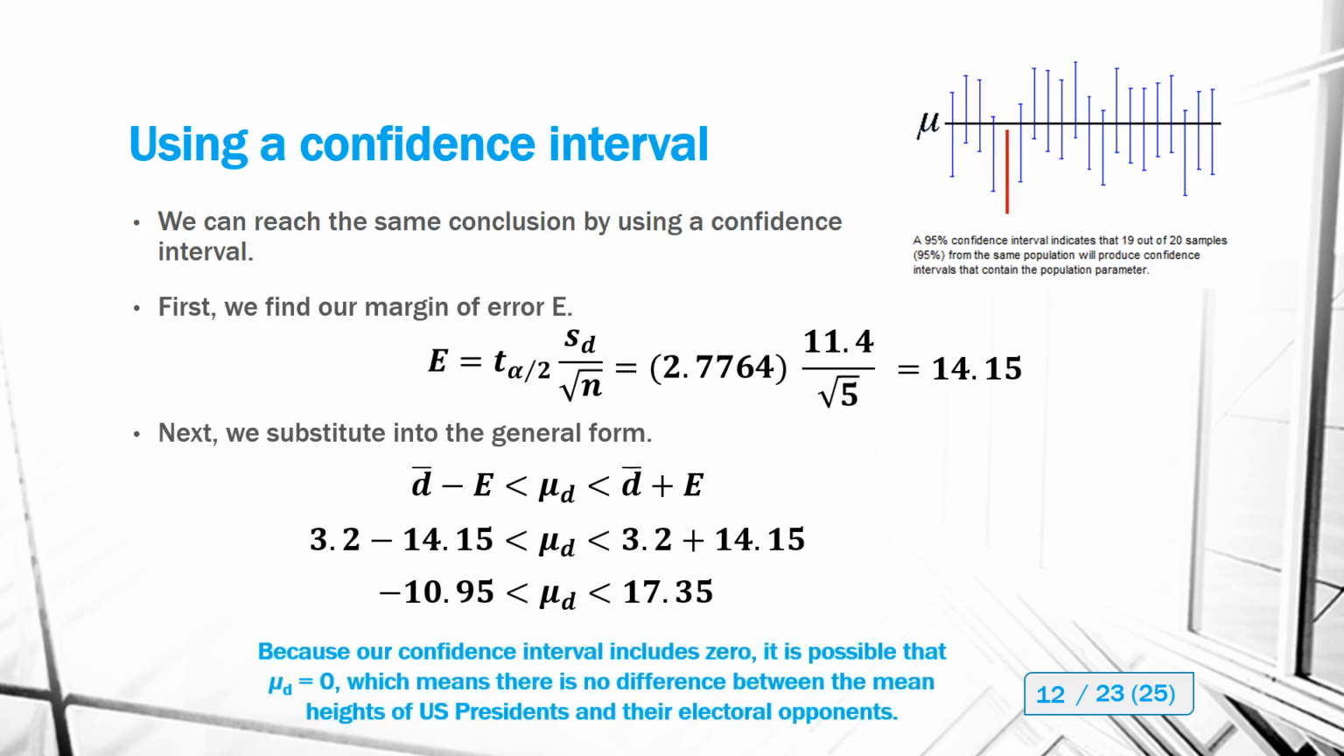Now, because our confidence interval includes 0, it's possible that the mean difference between the samples is 0. And if the difference between the means is 0, then there's no difference between the samples. Since the samples represent heights of U.S. presidents and their electoral opponents, we reach the same conclusion we did before, that there doesn't appear to be a difference between the mean heights of U.S. presidents and their electoral opponents.